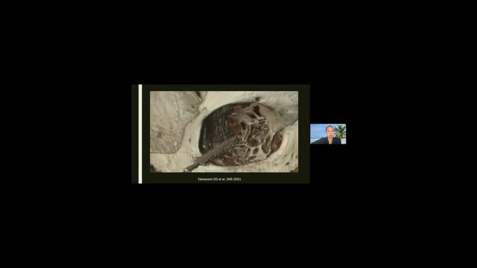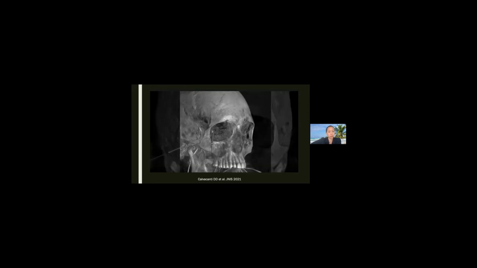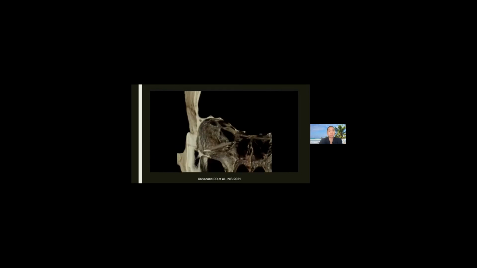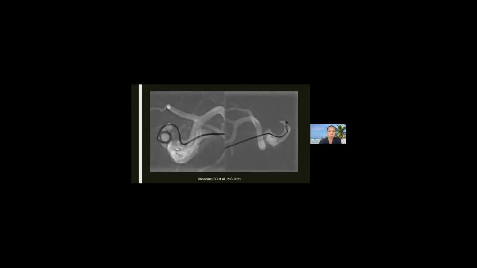And here you can see they did a Dyna-CT with the needle in, showing the needle in the proper place in the cavernous sinus. And then once you confirm your needle is in the correct place on angiogram and fluoroscopy, you can put your microcatheter in and coil off the cavernous sinus. And they had a great result and were able to obliterate the fistula that way.